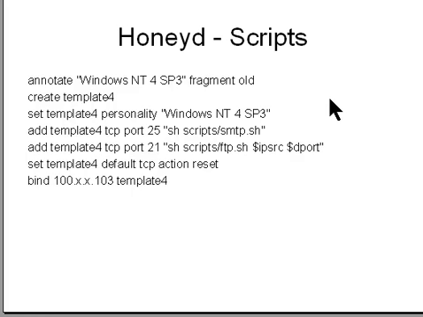Let's see. Here's some more honeyd scripts. I'm not going to go too far into this. This is just creating another template, setting the personality to Windows NT4 with Service Pack 3. You're opening up SMTP and FTP, and then it's got the shell scripts that are used to emulate some sort of interaction.